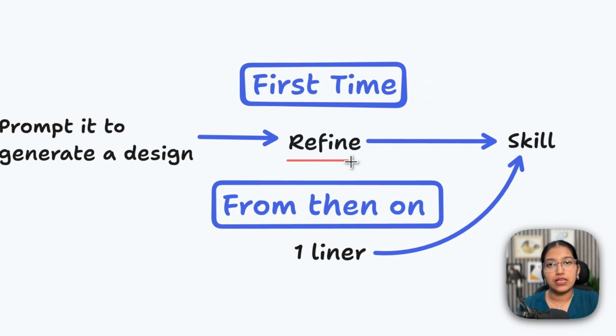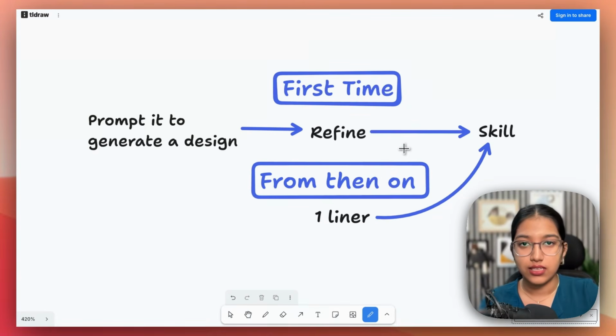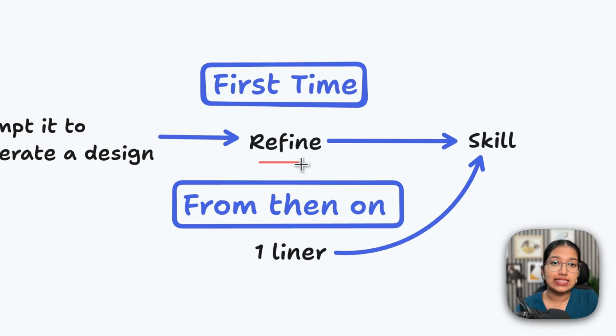I want this to be in the format of a PNG. I want this as a PDF, whatever. You do the entire process and you get the final one you are looking for that particular topic, for that use case. And as soon as it is done, you don't close your laptop there. Instead, you ask it to turn that into a skill.